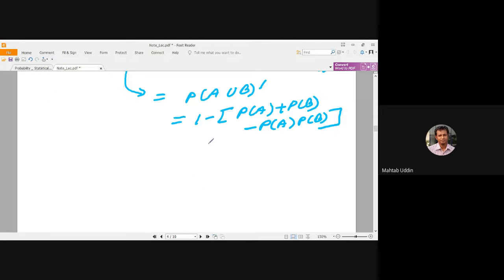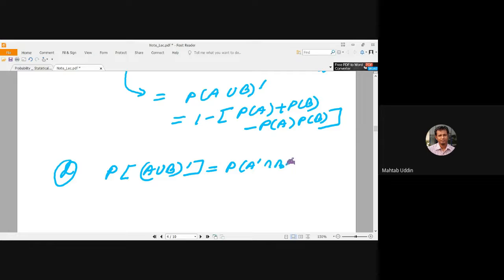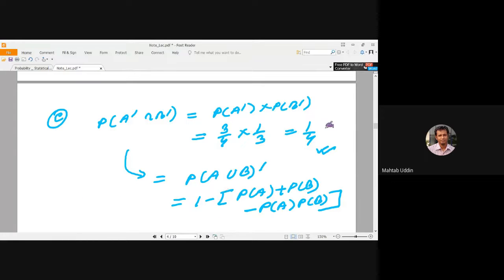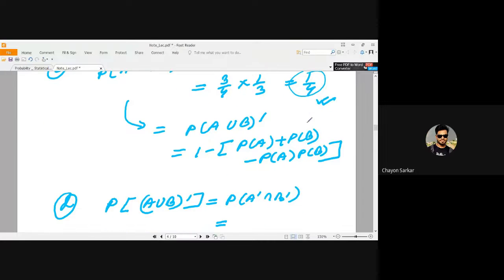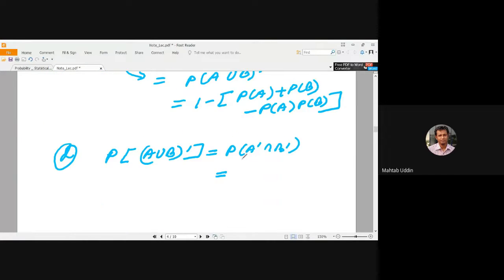Then D. We'll use De Morgan's only if it reduces our calculation. If it increases and lengthens our calculation, we shouldn't use it. But now we use it. Here we can use De Morgan's formula, and we already have this value. What is the value? 1 by 4. So we can write it directly because we already have the value.